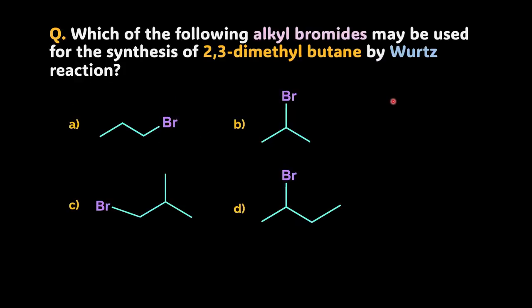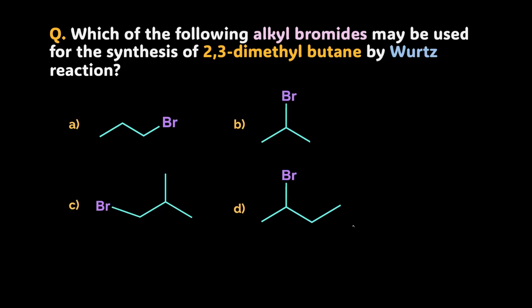Now, here's a question waiting for you. The question says, which of the following alkyl bromides may be used for the synthesis of 2,3-dimethylbutane by Wurtz reaction? Okay, so this is a very interesting question. You have to go retro, you have to go opposite. You know the product, you have to find out the reactant in this case. Do pause the video and find out the answer.